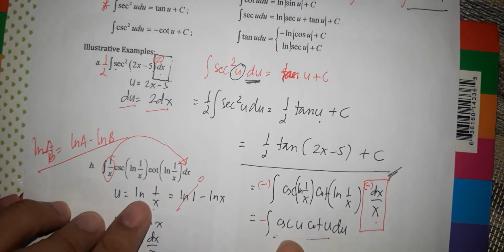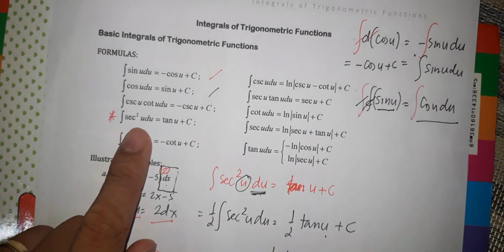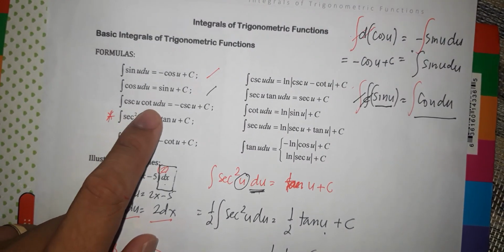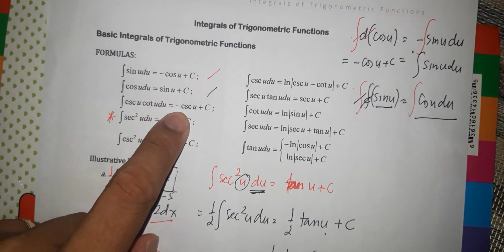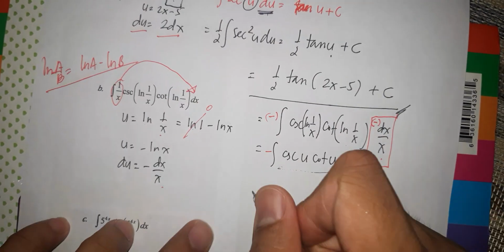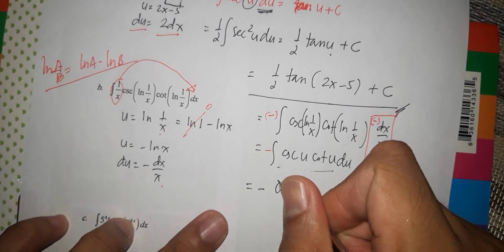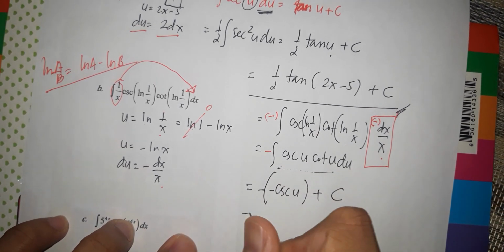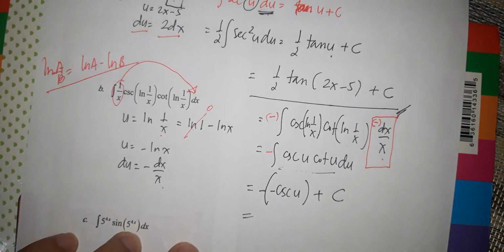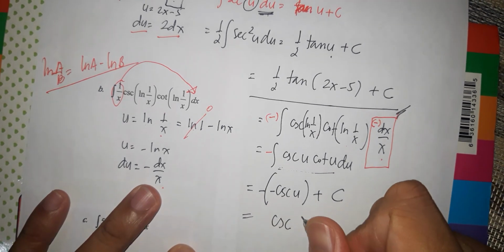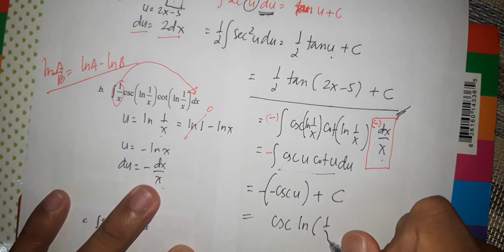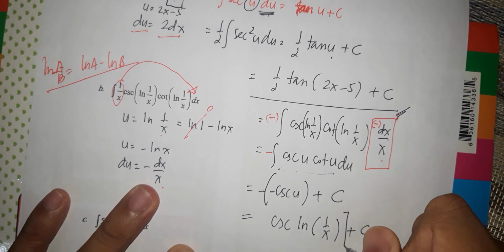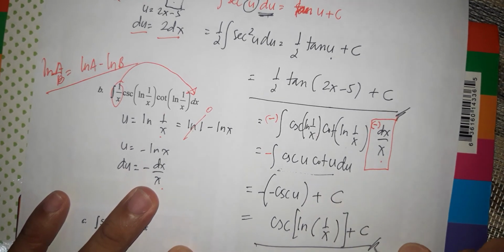Then, refer natin sa formula. Ano ba ang integral ng cosecant u, cotangent u? Looking at the formula, integral of cosecant u, cotangent u du is negative cosecant u plus c. So, this is simply negative of negative cosecant u plus c. This negative preceded by a negative is positive. So that gives you cosecant ln of 1 over x plus c. That will be our final answer.